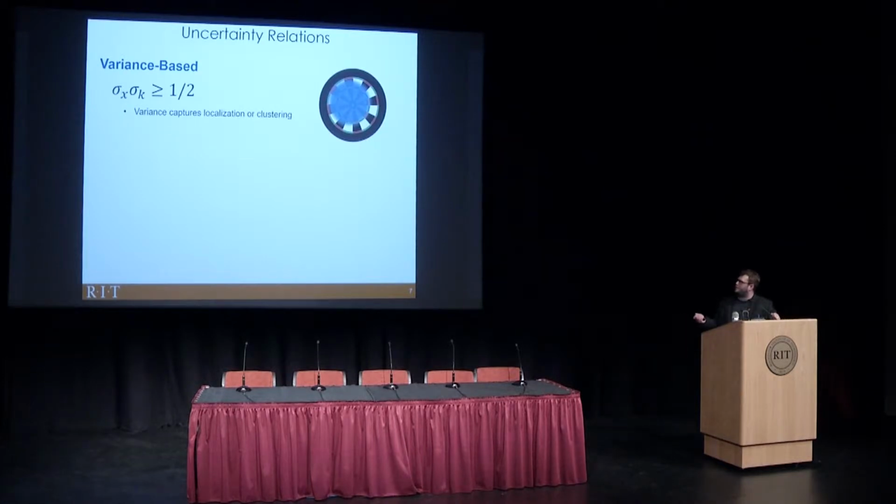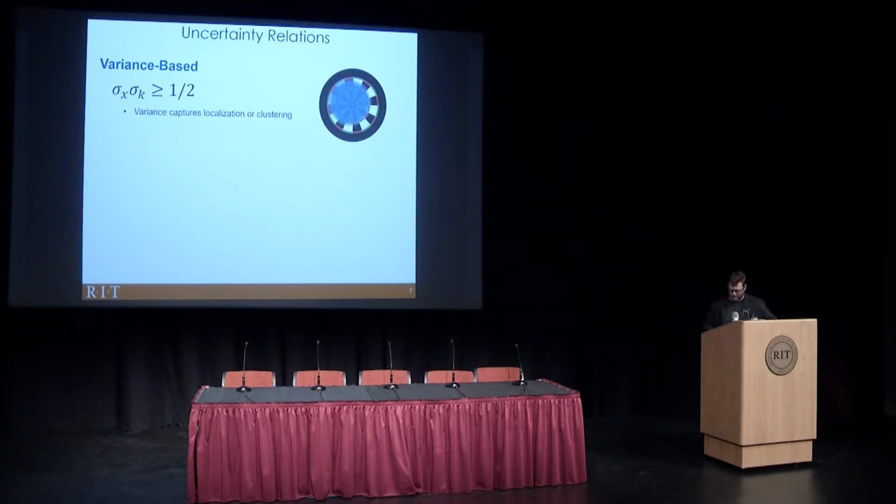Everyone's familiar with the good old variance-based uncertainty relation. But it's worth remembering that variance is a sort of indirect measure of uncertainty, right? It captures localization or clustering. If you have a dartboard and there are these 3 darts, the variance is actually quite large even though you really only had these 3 locations of interest.